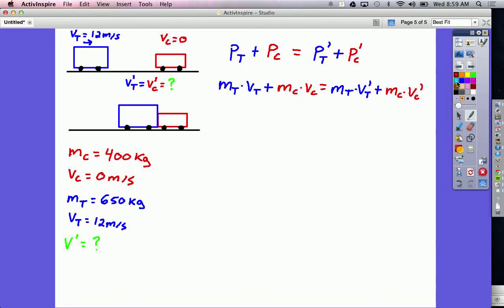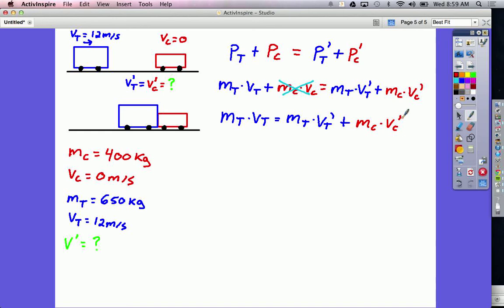What I'm going to do now is cross out any of the variables that are zero, to make my life a little bit easier. I know that the velocity of the car before the collision is zero, so the car has no momentum, and I can just get rid of that to make my algebra a little bit easier. So I have mass of truck times velocity of truck equals mass of truck times velocity of truck prime plus mass of car times velocity of car prime.